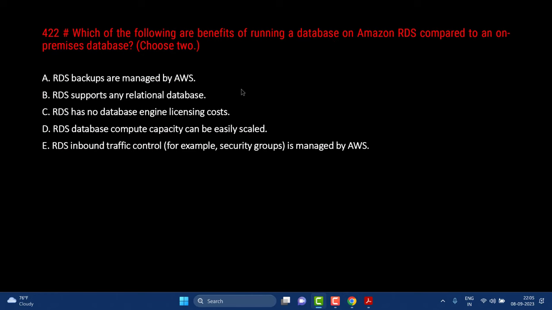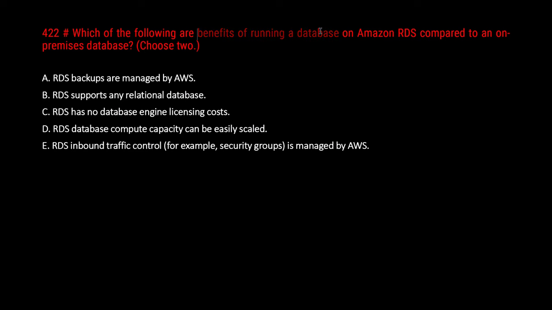Which of the following are benefits of running a database on Amazon RDS? Benefits of running RDS compared to on-premise. Okay, there are so many benefits. Let's cross them out, each one of them, shall we? RDS inbound traffic control is managed by AWS. For example, security groups, no? Security groups and network access control lists are never controlled by AWS.